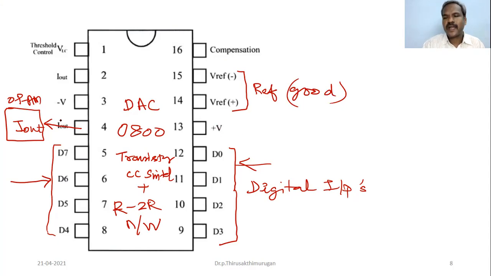Then power supply, to activate the chip. One more current output is also available here. This output is complementary to the other one. Suppose this is I out, this is called the complementary I out bar.